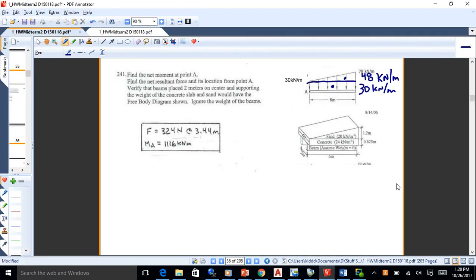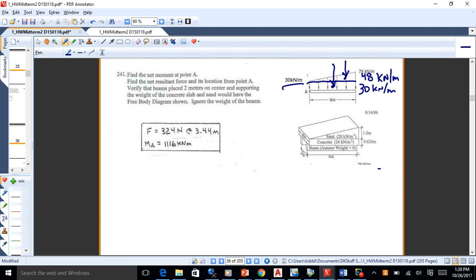All right, so what we've done there is we've taken that shape and broken it up into two pieces, a rectangle and a triangle. The rectangle, as shown on the left there, has a height of 30, and the triangle is the difference between that rectangle height of 30 and the total height of 78, so that gets you 48.